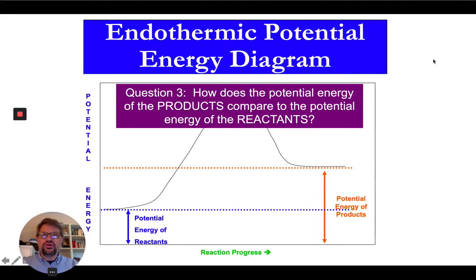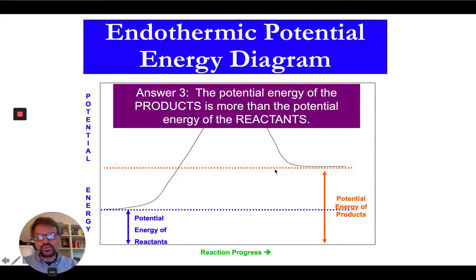This is an endothermic reaction. Endo means within. So this is a reaction where heat is absorbed during the reaction. So the next question, again, reactants, products over here, how do they compare? The answer, the products have more energy than the reactants.